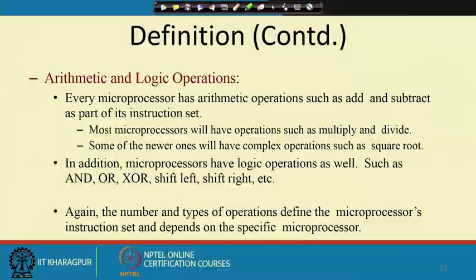What operations we support is decided by the designer of the processor. If we support more operations, the associated circuitry becomes more complex, so the cost of the system will go up. Every microprocessor has arithmetic operations such as add and subtract as part of its instruction set. Most will have multiply and divide, but it is not always true. Some newer ones have complex operations such as square root.